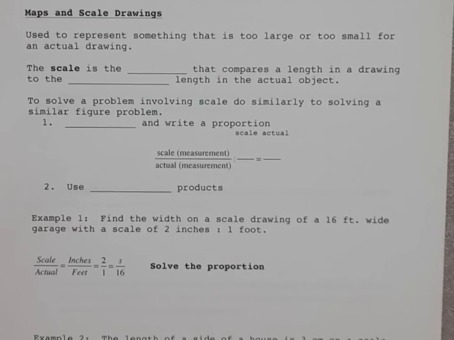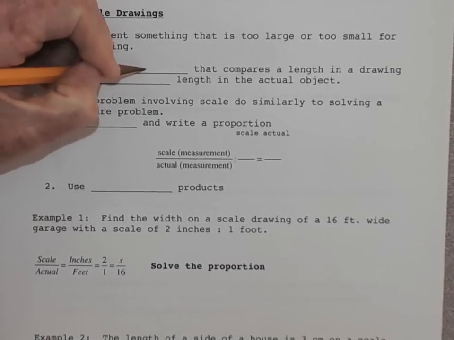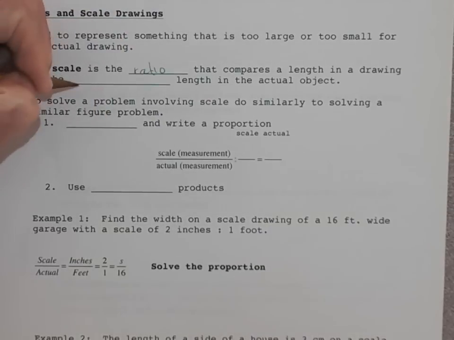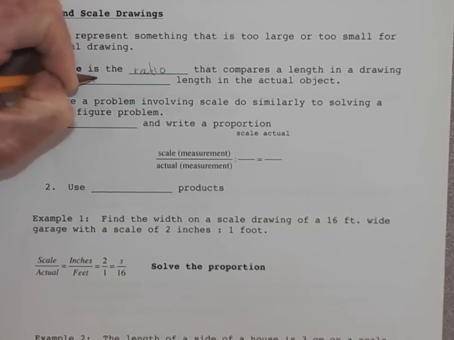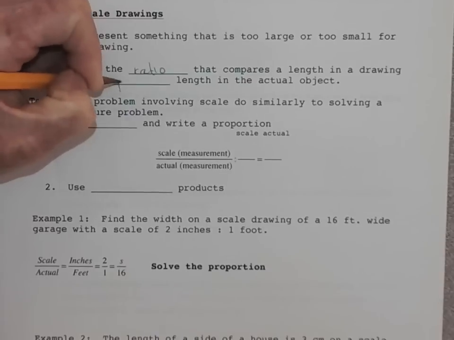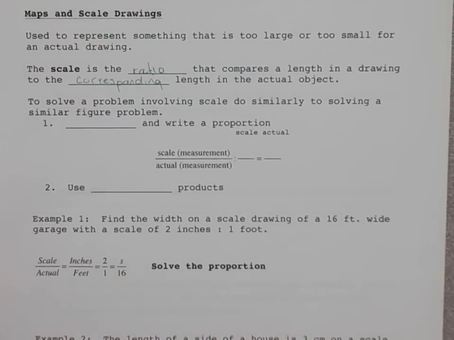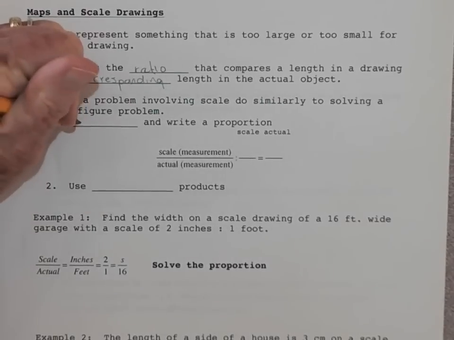So the scale is the ratio that compares a length in a drawing to the corresponding lengths in the actual object. So to solve a problem involving scale, do similarly to solving similar figure problems. Just define and write a proportion.